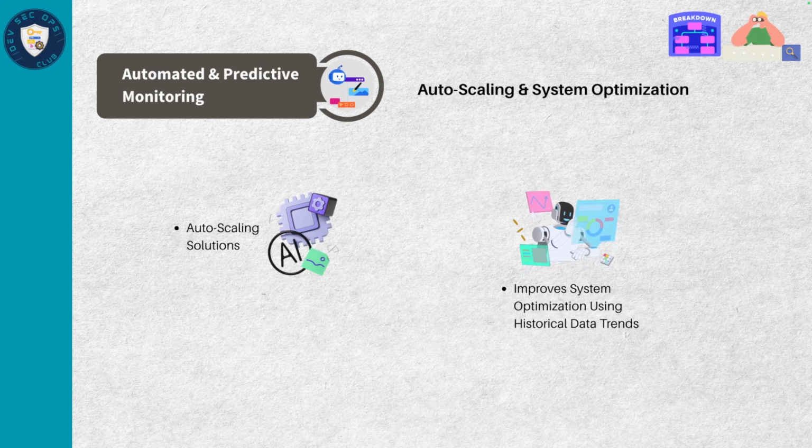And next, we have improved system optimization using historic data. AI fine tunes configurations based on the past performance metrics. So these are the things, and why do you need it? So auto scaling ensures efficient resource allocation, preventing performance bottlenecks, slowdown, or unnecessary spending.